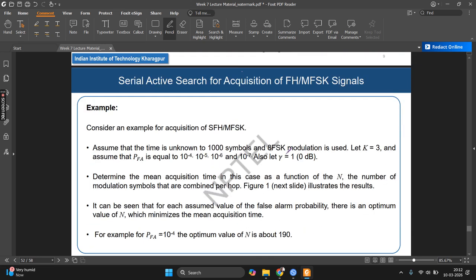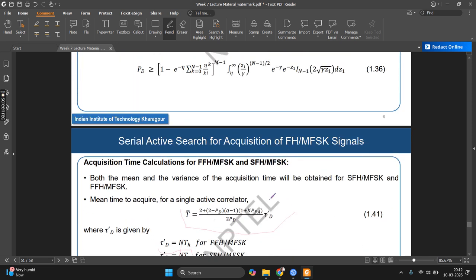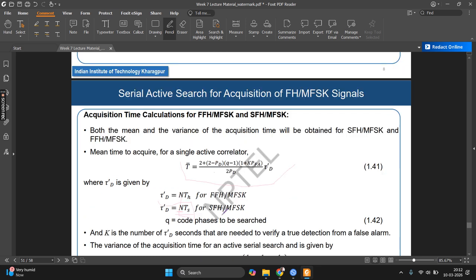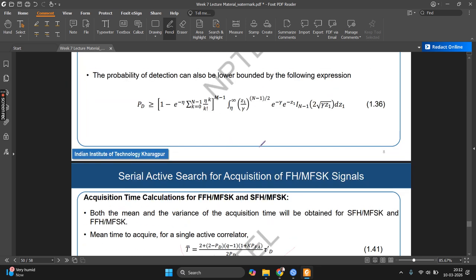And Q, now how many phases do you have to search? Code phases are what you have to search, because there are that many possible codes. So if 8 FSK is there, 8 FSK means you have to search through 8 symbols. So you can put Q as 8 here. Basically it is the number of symbols you have to search through. So for demodulating, you first put 8 here, and PD you will get, the detection probability, from here.